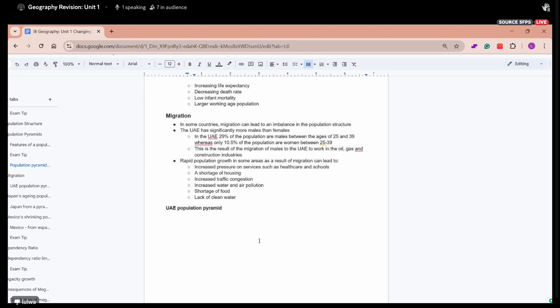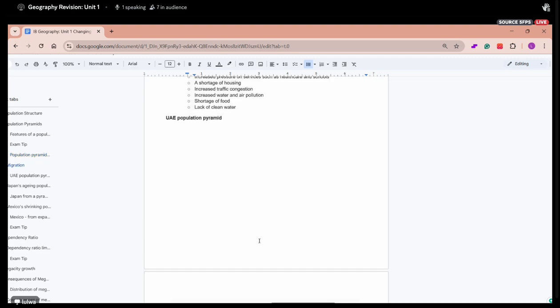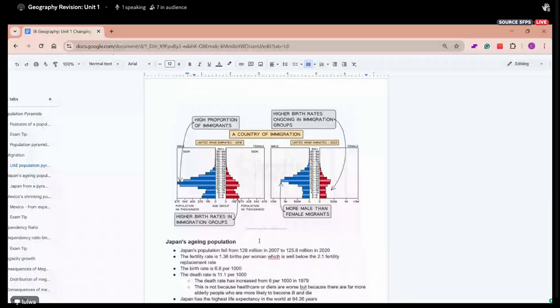And there's rapid population growth in some areas as a result of migration, which can lead to shortage of housing, increased traffic congestion, water and air pollution, shortage of food, lack of clean water. So here is the UAE's population pyramid.